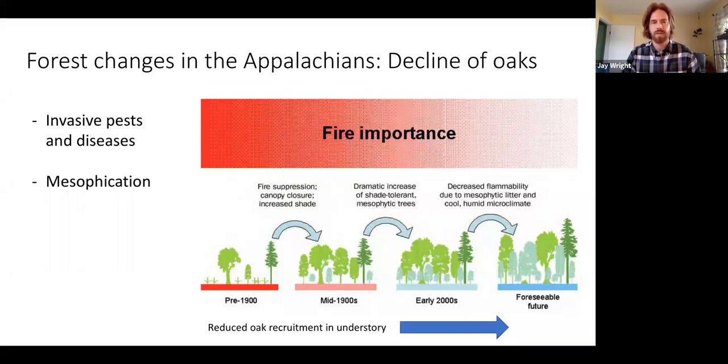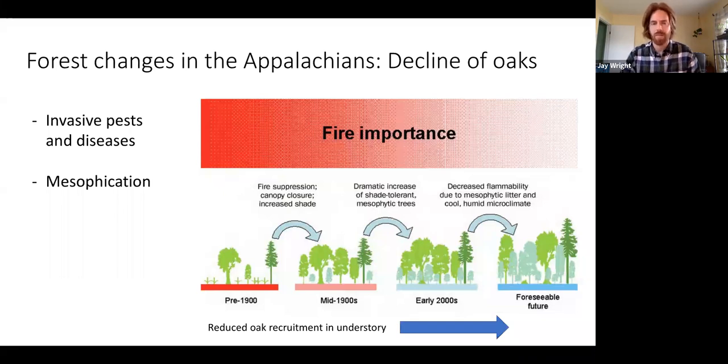If you've watched any of the recent webinars, I think a couple of people have talked about this and maybe even seen this figure before, but I'll just quickly go through it. Mesophication is the process of a change in the forest from oak-dominated, shade-intolerant trees to more maple-dominated, shade-tolerant trees.